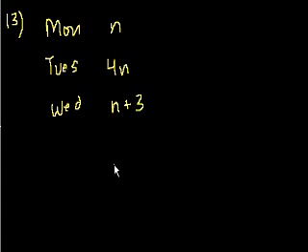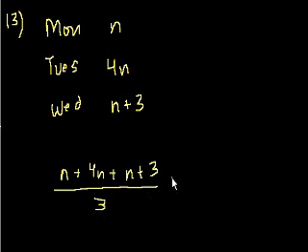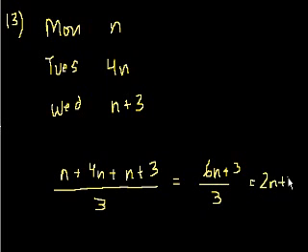What is the average number of packages he delivered per day over the 3 days? So what's the average of these 3 numbers? We sum them up: n plus 4n plus n plus 3, and we divide by 3 because there's 3 days. n plus 4n is 5n, plus n is 6n, plus 3, so it's 6n plus 3 over 3. Divide all the terms by 3, that equals 2n plus 1, and we are done. That was number 13, which was choice C.